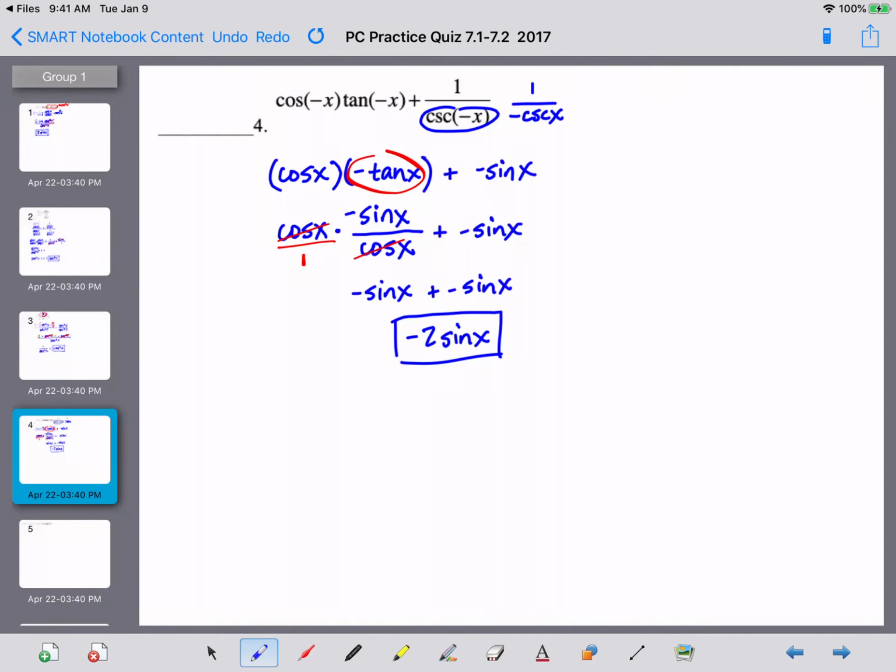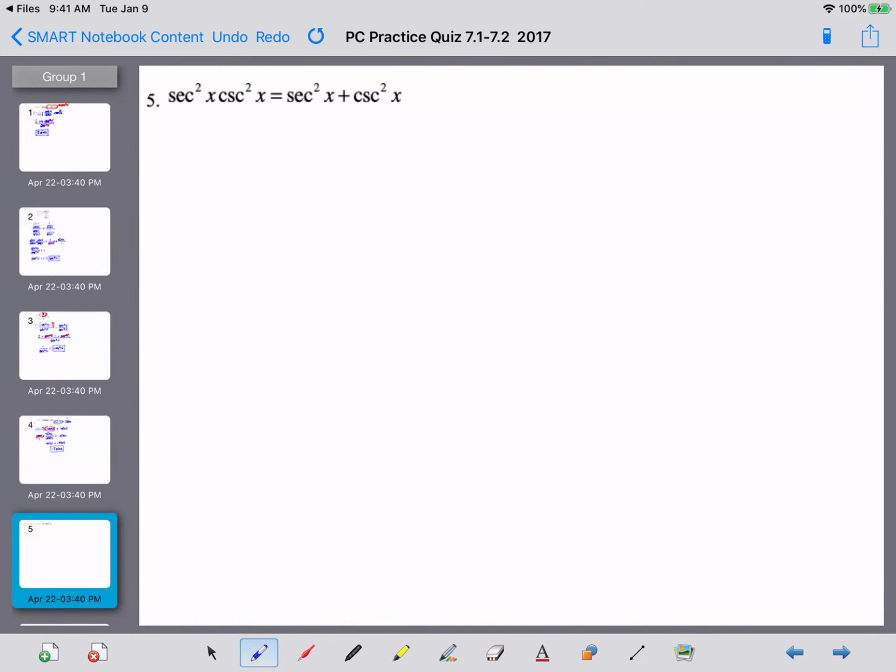So now we're going to move on to verifying some identities. So at number 5, we got a lot of squared terms here, so chances are we're going to use some Pythagorean identities. And the first thing I'm going to do is change secant squared x into tangent squared x plus 1. And I'm going to keep everything else the same. So this is going to be cosecant squared x. And then we're not going to do anything on the right-hand side, so I'm going to leave that alone.